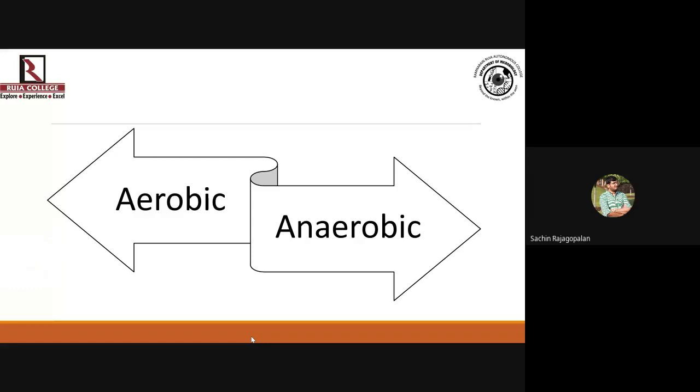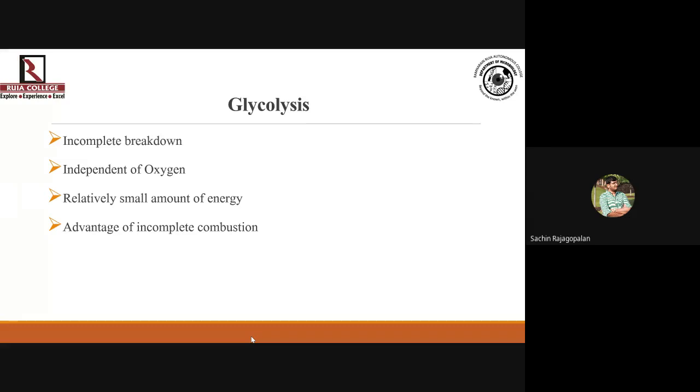Now, we refer to glycolysis as an incomplete breakdown. Why do we call it an incomplete breakdown? I will refer to something as a complete breakdown if I'm going to break it down to the level of carbon dioxide and water. But glycolysis, I've already told you in the very beginning, deals with the breakdown of a 6-carbon compound to give you 2 molecules of a 3-carbon compound. So I am going to refer to this as an incomplete breakdown, wherein I am not completely metabolizing the compound to the level of carbon dioxide. As said earlier, it's independent of oxygen.